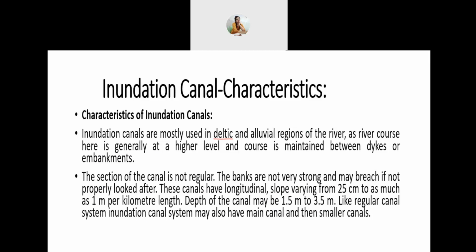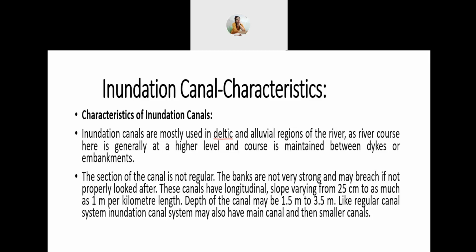Characteristics of inundation canals. Number 1. Inundation canals are mostly used in deltaic and alluvial regions of the river, as the river course here is generally at a higher level and the course is maintained between dikes or embankments. Number 2. The section of the canal is not regular. The banks are not very strong and may breach if not properly looked after.